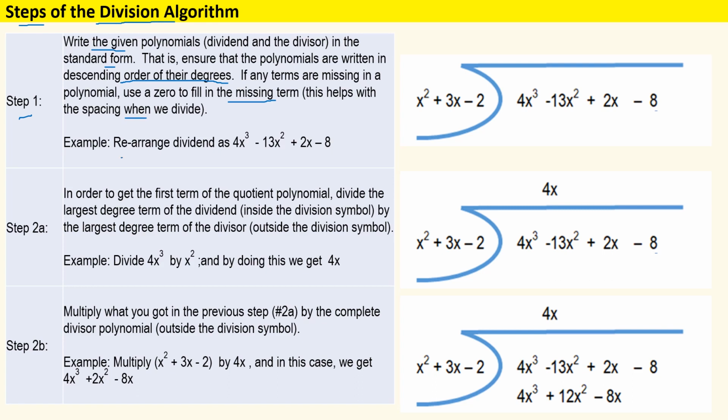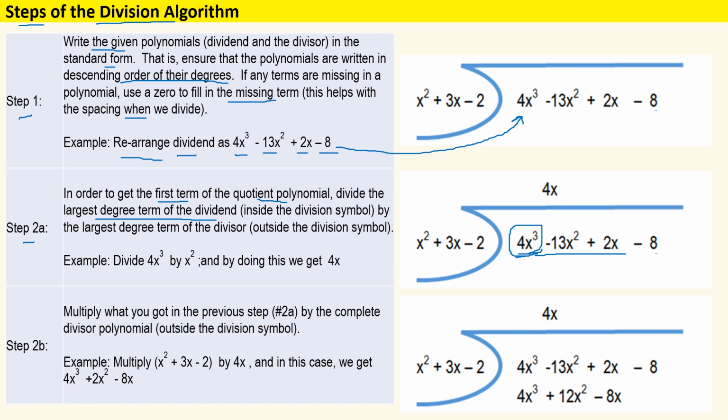So in our example, we will have to rearrange the dividend, and the new arrangement would look like 4x cubed minus 13x squared plus 2x minus 8. And this rearranged polynomial is written inside the division symbol. Step 2a. In order to get the first term of the quotient polynomial, divide the largest degree term of the dividend, which is written inside the division symbol. Its largest degree term is this, because the largest degree is x cubed, or degree 3, and the whole term is 4x cubed.